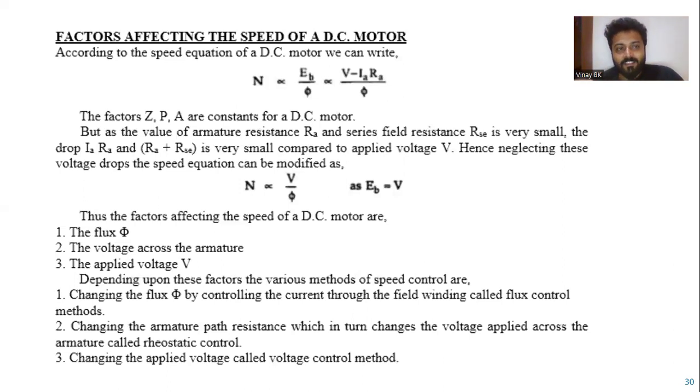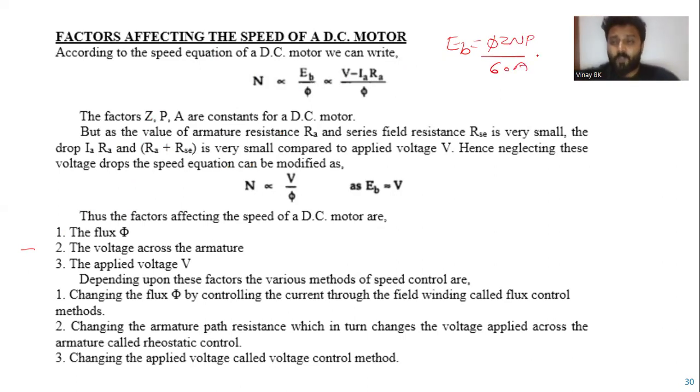Before that, there are a few factors you need to understand before going through the concept. So what are those factors? Here you can see the relationship between speed and back EMF along with flux, that you should know. As we all know, the back EMF equation is given by EB equals phi Z N P divided by 60A.